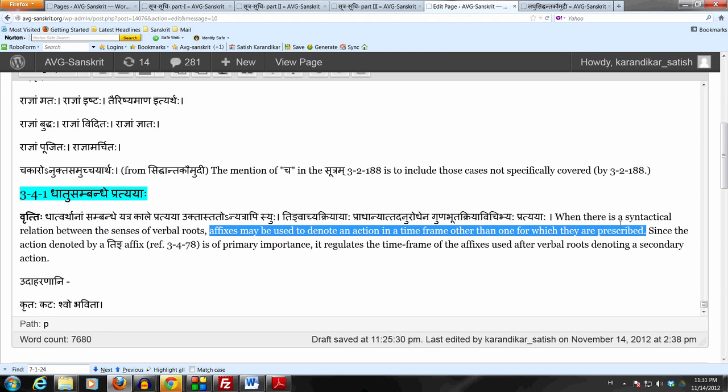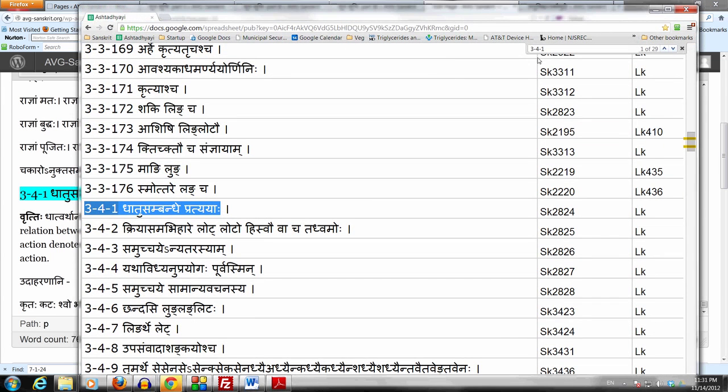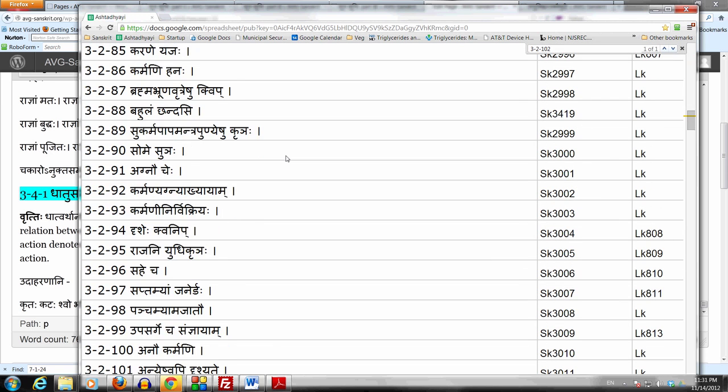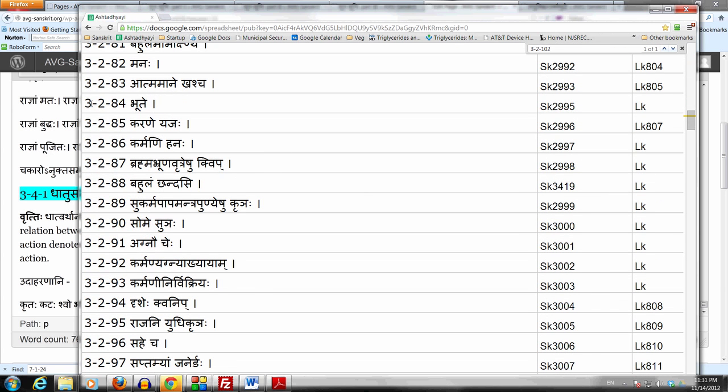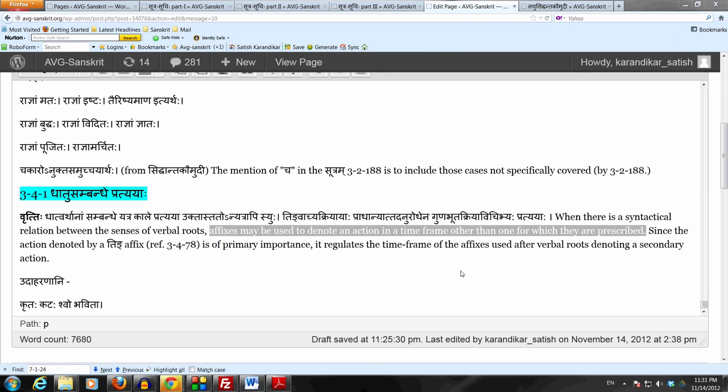Right now we are focusing on the affix kta, and this affix kta has been prescribed bhute, because the sutram 3.2.102, the sutram nishtha, which prescribes the affix kta, is in the adhikar of bhute, which starts from 3.2.84. But now this sutram 3.4.1 is going to allow us to use this affix kta in a different tense than the past tense. Okay, before we take an example, let us continue with the Siddhanta Kaumudi.